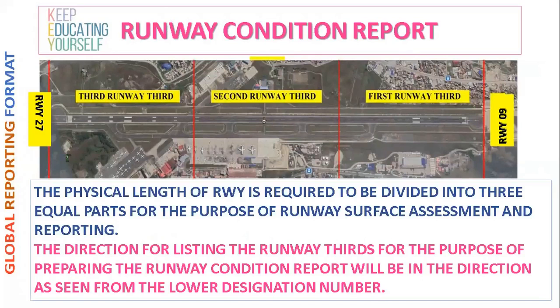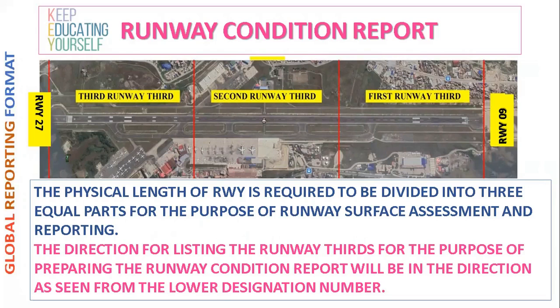For the runway condition report, we have to divide the runway into 3 equal parts. You can see on the right side I have shown runway 09, and on the left side runway 27. First of all, from the beginning to the end, you divide the runway into 3 equal parts. Now, remember, the direction for preparing the runway condition report will be from the lower designator number.